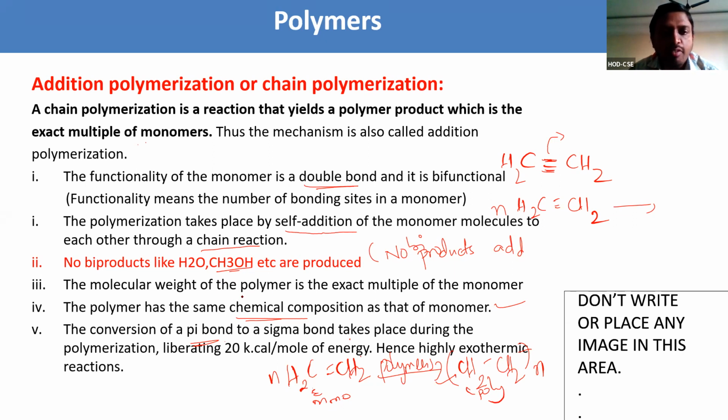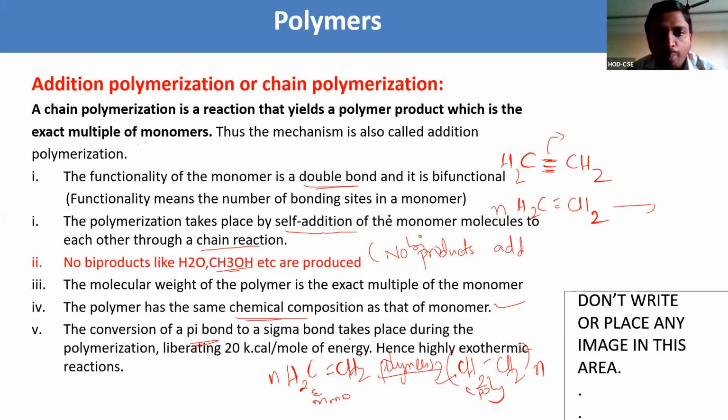Here the molecular weight of the polymer is exactly the same as that of the monomer. The chemical composition is also the same as that of the monomer. And during the conversion of pi bond to sigma bond, it liberates an energy of 20 kilocalories per mole, and it is a highly exothermic reaction.